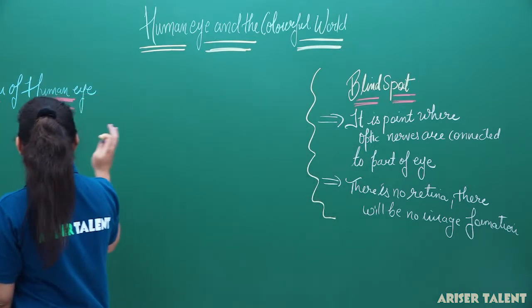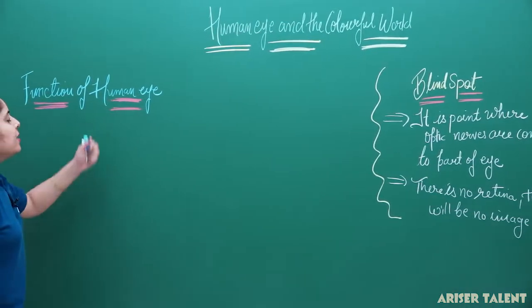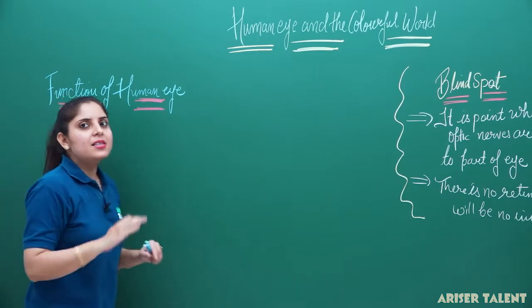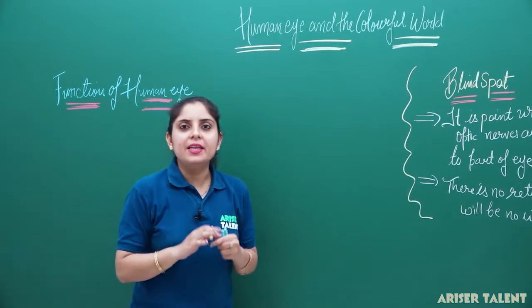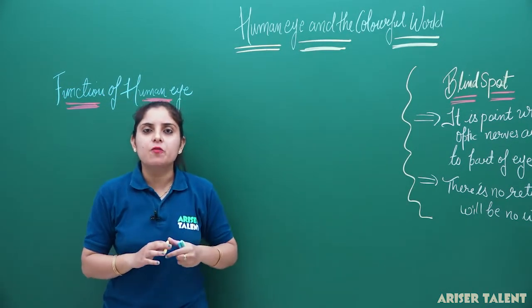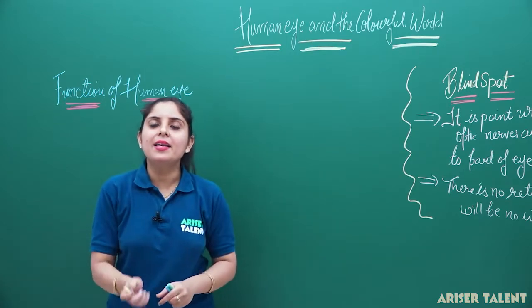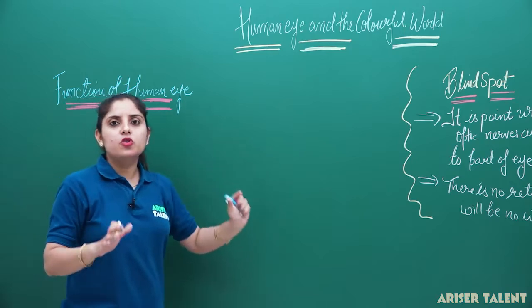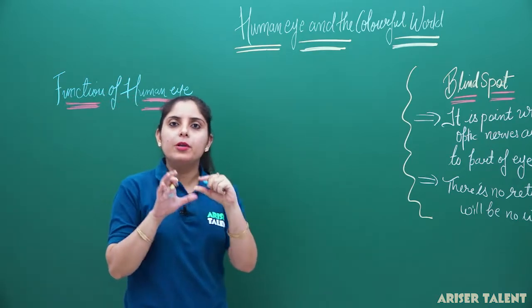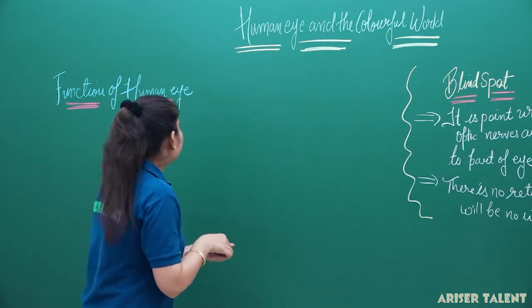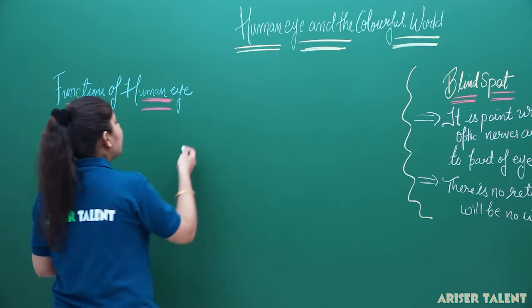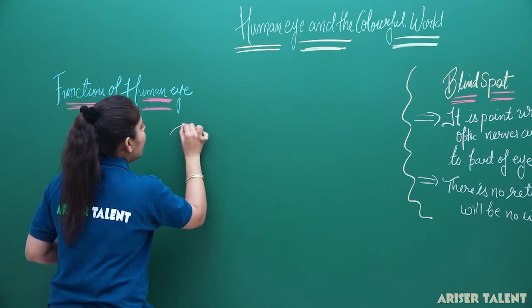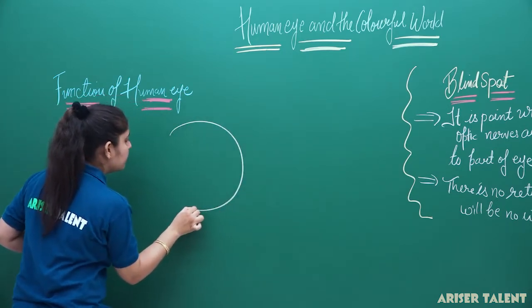Now, continuing with the functioning of the human eye, we have discussed the parts and the structure of the human eye completely. Today we are going to deal with the functioning of the human eye. The functioning of the human eye is very simple and short, and only a 2-mark question can be asked from it, so you have to write only that part. Let's deal with it, but before that, just draw the structure of the eye.